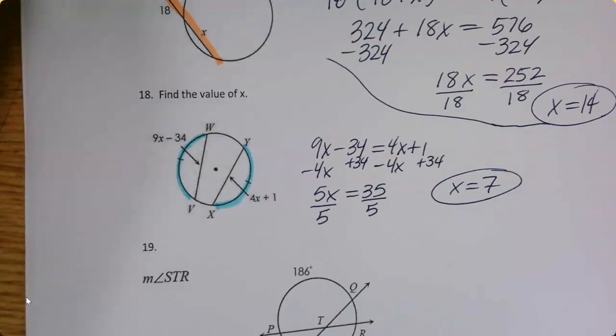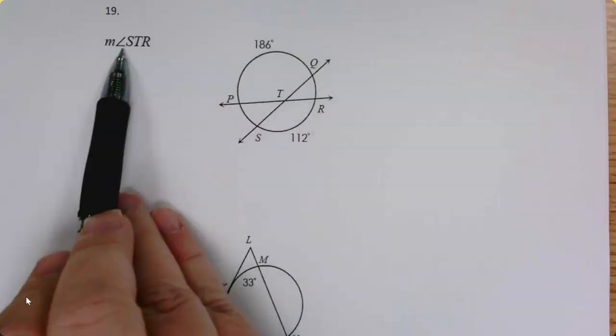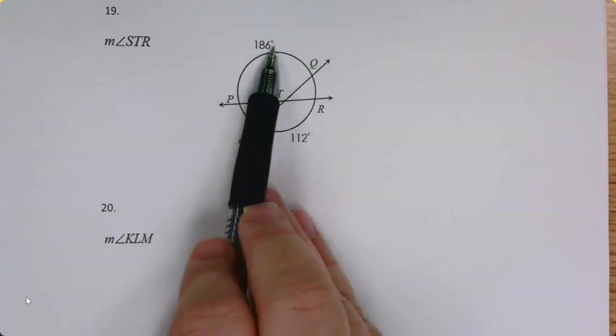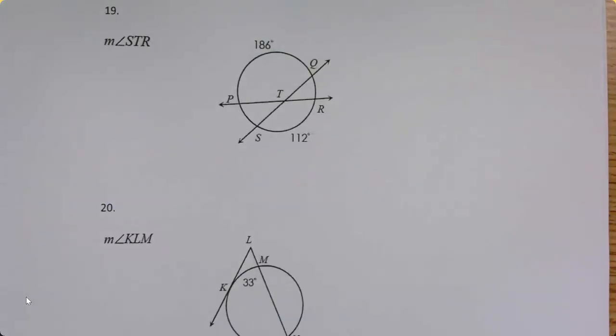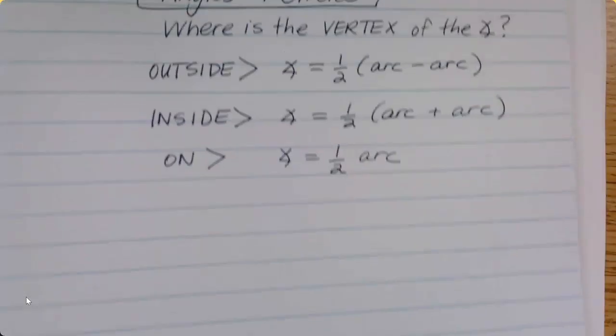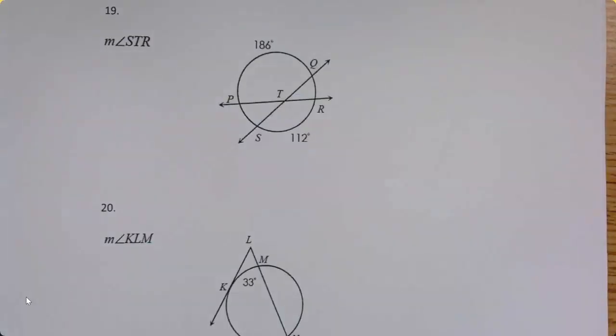Now, see the difference? Number 19, we're not talking about segments anymore. We have an angle symbol. We have degree markings. Okay? So we're talking about arcs and angles. So again, arcs and angles, that's when we think about the whole outside, inside, on. Okay, like this. Where is the vertex? Outside, inside, or on? This time it's inside.